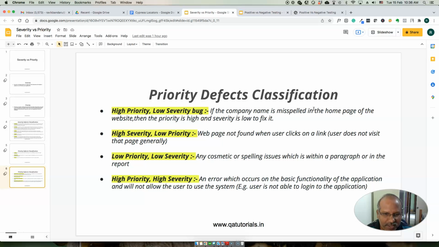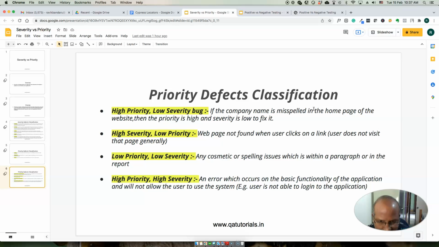What about high severity and low priority? Say you are on a web page and the page is not found when the user clicks on a link, but it's a page the user does not generally visit, like terms and conditions. You click on it, and it's not found. This is high severity but low priority, because you can fix it later on, but it's an important part of the web page.